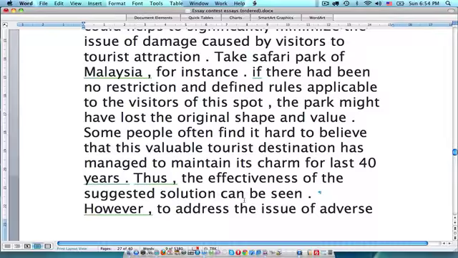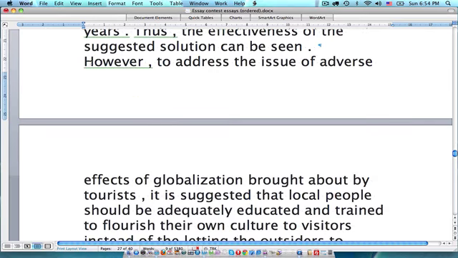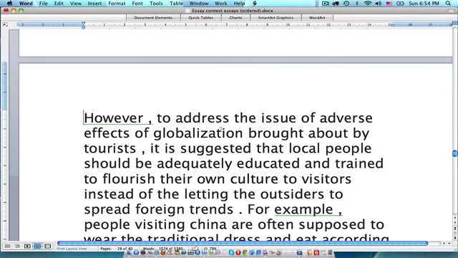You also have an issue with writing sentences that are too long. So here's the start of your second supporting paragraph, and this is the sentence. However, to address the issue of adverse effects of globalization brought about by tourists, it is suggested that local people should be adequately educated and trained to flourish their own culture to visitors, instead of letting the outsiders to spread foreign trends. Okay, so I know what you're trying to say there, but it's long, it's elaborate, the grammar completely breaks down. So I think the examiner would unfortunately probably just look at this and just figure the sentence is invalid because its structure breaks down so much.